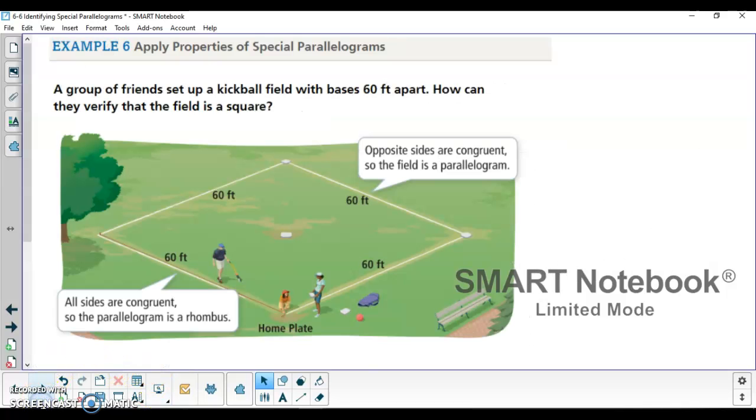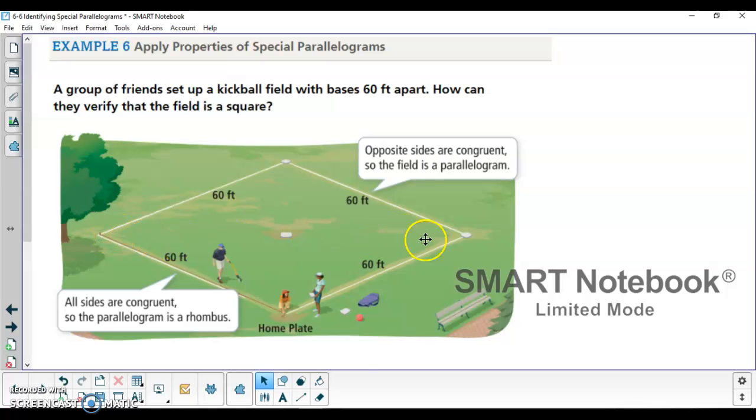Okay. All right, here it's a softball, kickball field, 60 feet apart on the bases. Can we verify it's a square? Well, it's a square if it is both a rhombus and a rectangle. Since opposite sides are congruent, we know it's a parallelogram. We also know it's a rhombus because all the sides are the same.